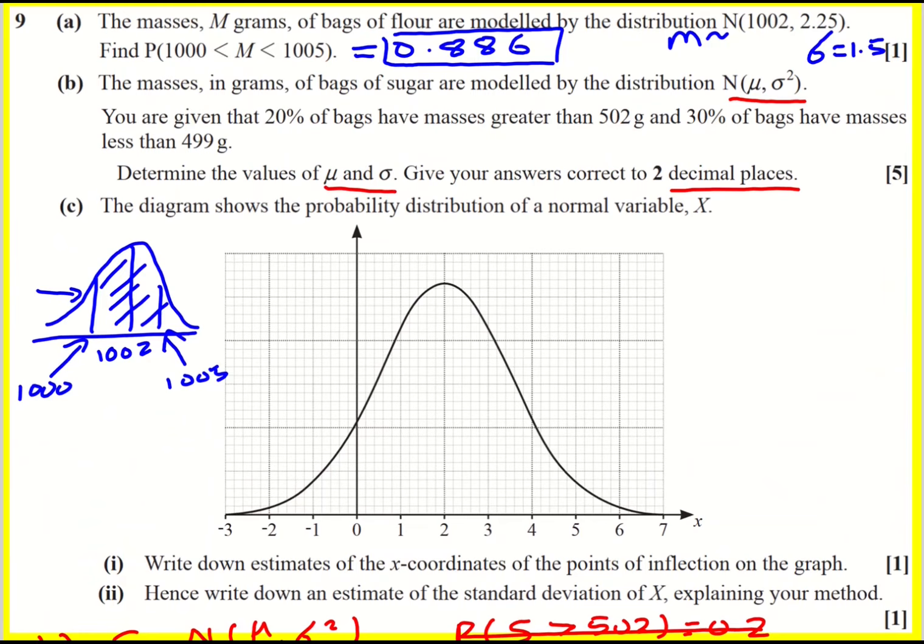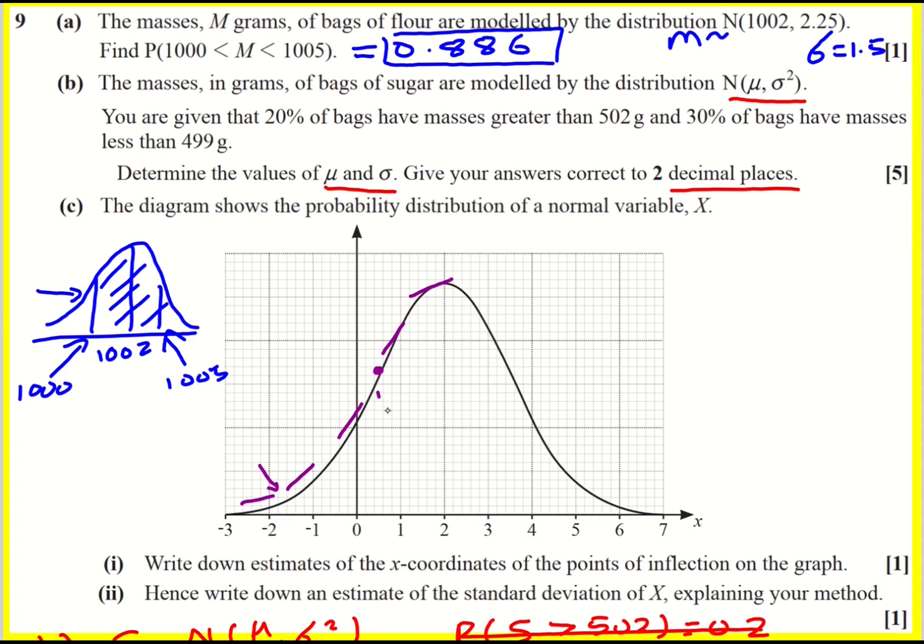Okay, in part C, we're then given the probability distribution of a normal variable, different one again. We're asked to write down estimates of the x-coordinates of the points of inflection on the graph. So remember, this is where the graph goes from being concave to convex or vice versa. It's where the gradient goes from, let's look on the left-hand side. See, the gradient's, well, it's positive throughout, but it's actually increasing. Because look, here's some tangents. The tangents are increasing. But once we get to about here, it starts decreasing.